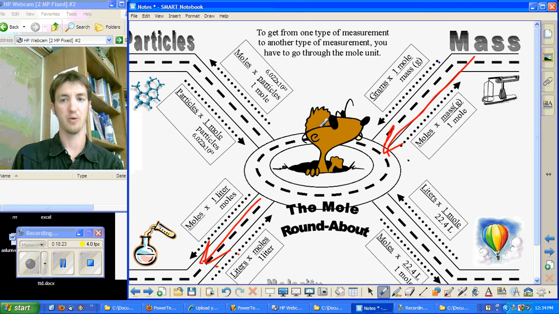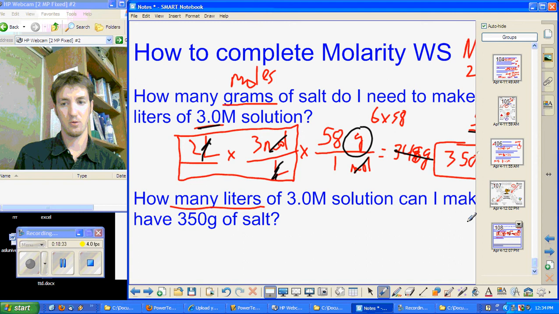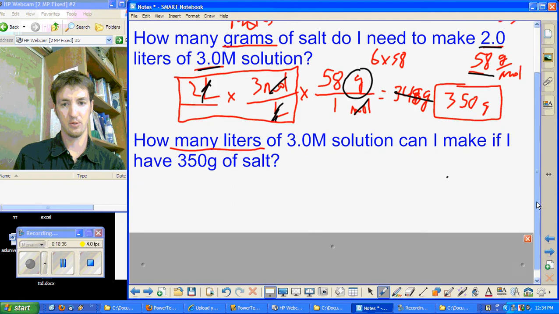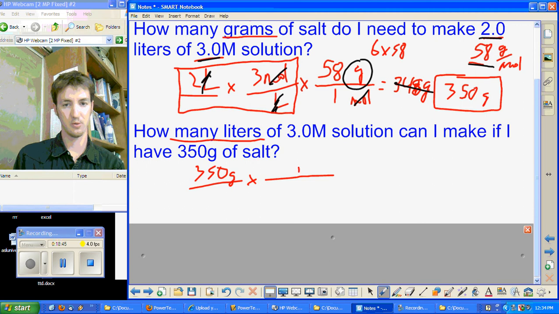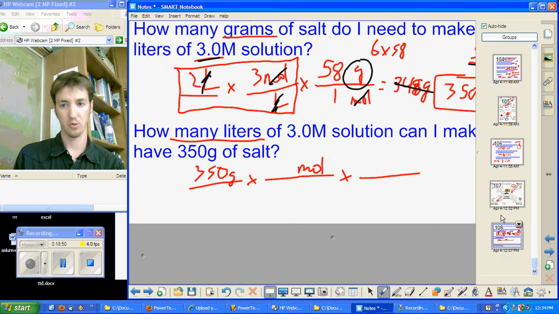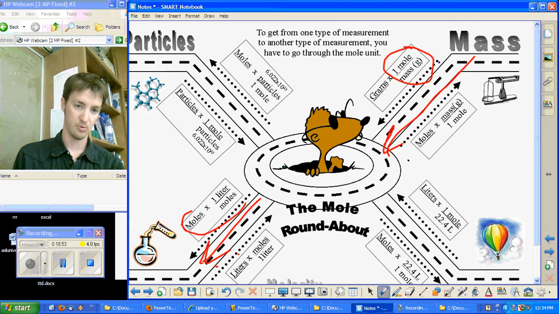To do that, you need the molar mass. So when a question gives you grams, automatically ask: what's the molar mass of the chemical I'm working with? So how many liters can I make if I have 350 grams of salt? The 350 grams I'm going to have to turn into moles. And then I take moles times 1 liter over the mole. So moles divided by the molarity.